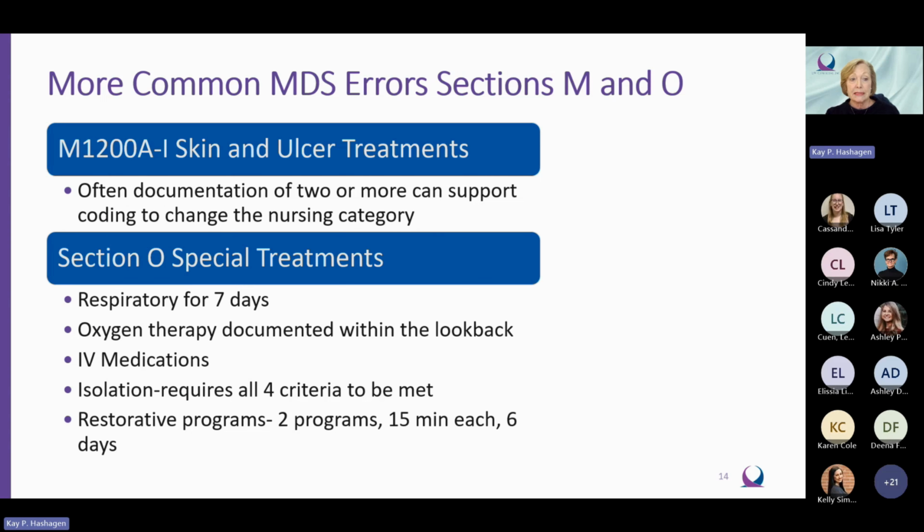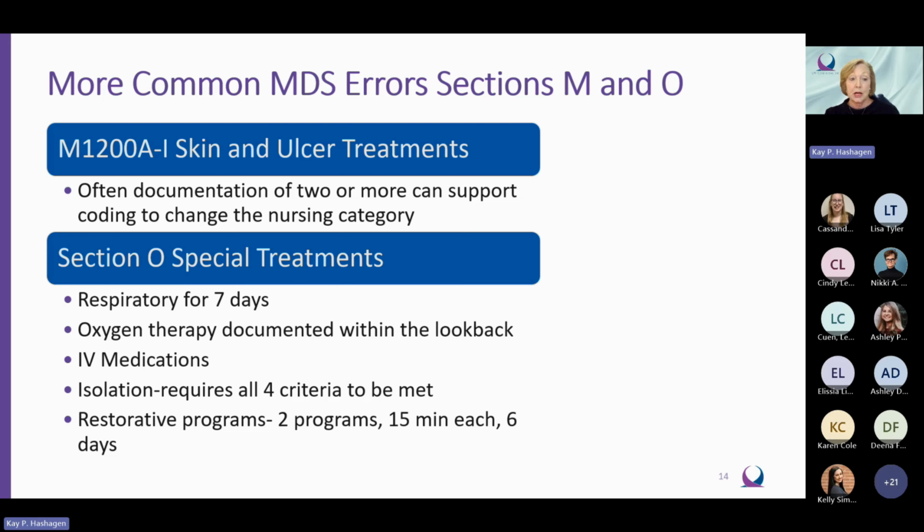Moving on to sections M and O, I think the most important thing in M, skin and ulcer treatments, is that the documentation of 2 or more treatments can change the nursing category. So sometimes we see those checked off on the MDS, but we don't see any documentation that supports turn and position programs or hydration programs, etc. And section O has a lot of different things.